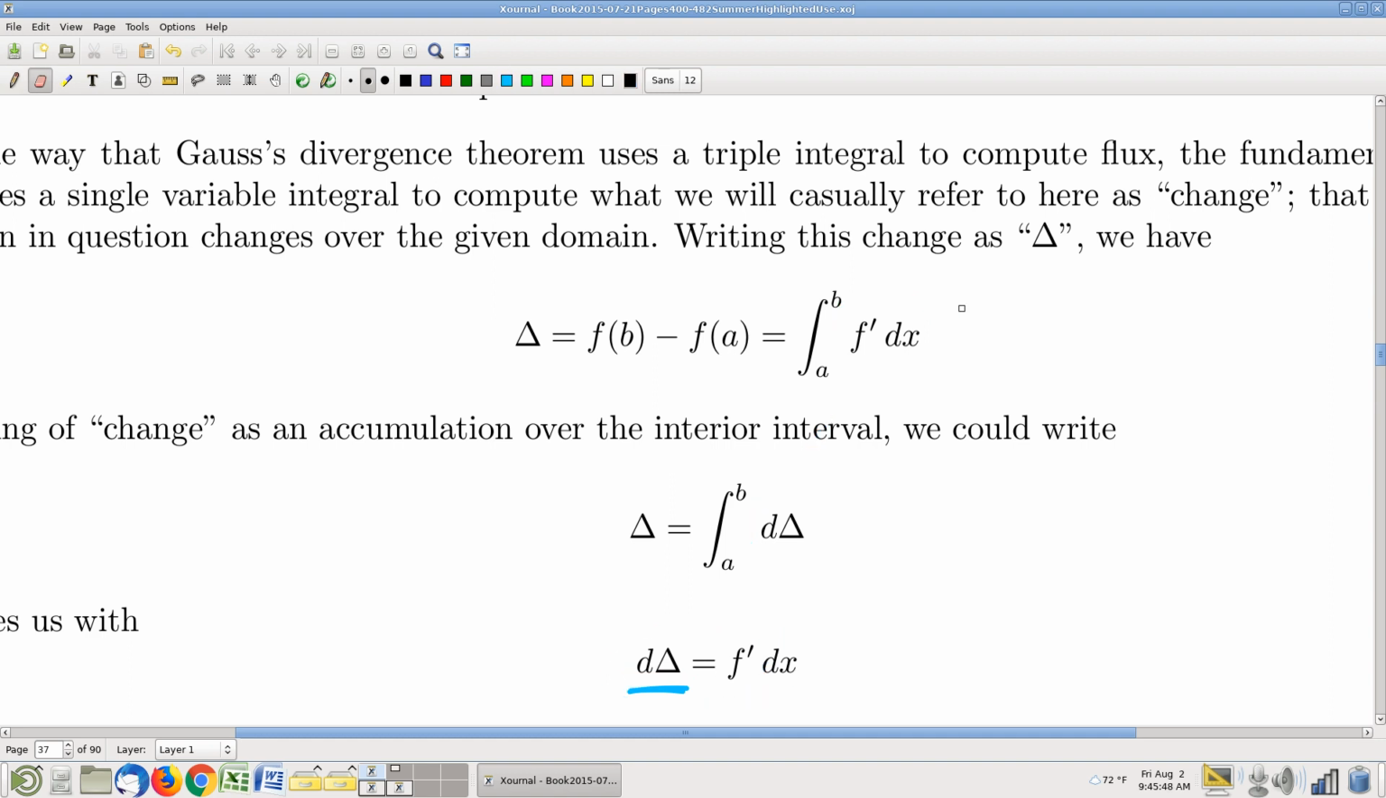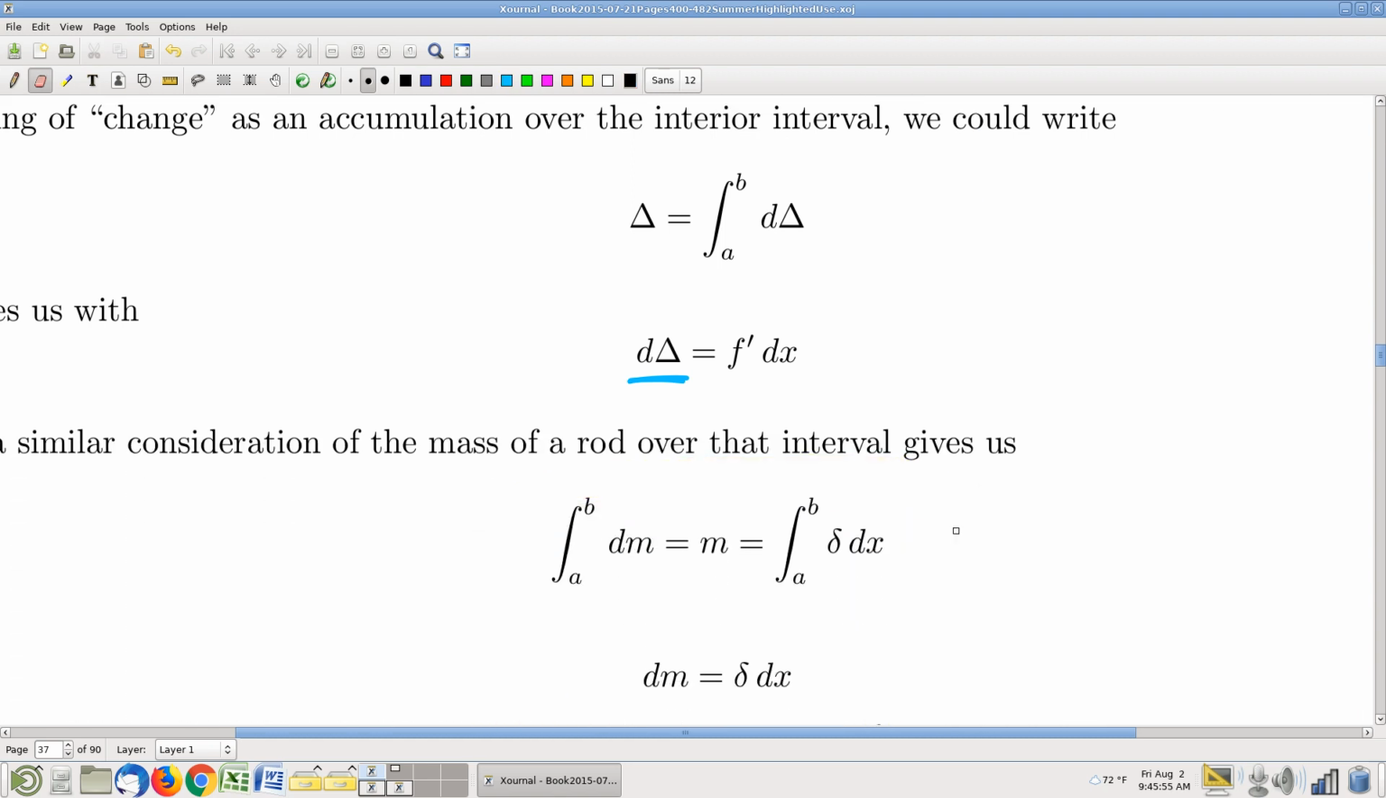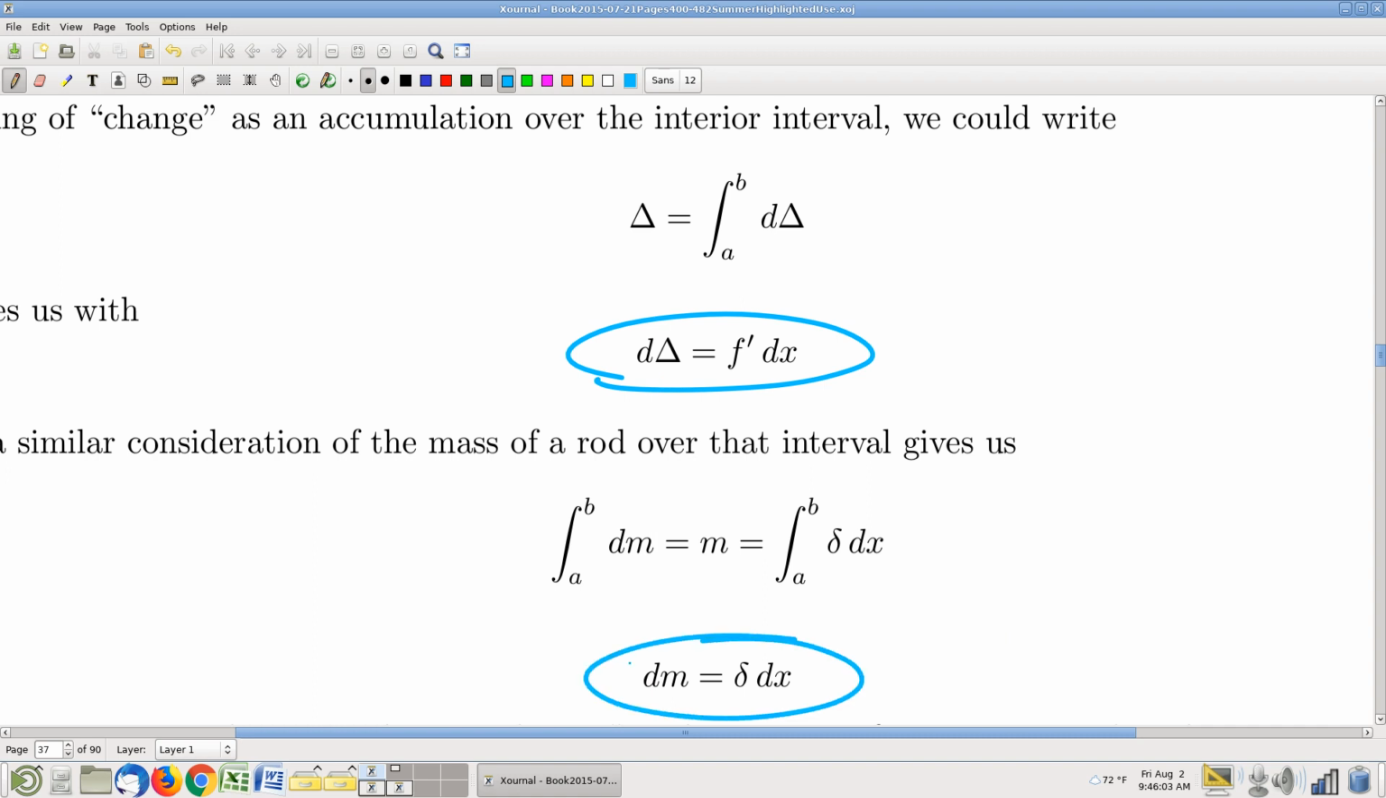And now I'll remind you that in this context, looking on an interval, we have another calculation that ends up with a similar result in the same way that d change is f prime dx. dm, if we were computing mass, would be delta times dx. And here we are again. Look, we have this, mass, and that leads us to interpreting this expression here as a mass density.